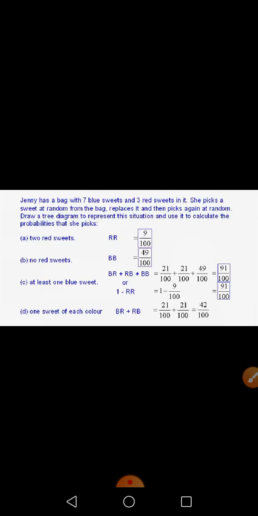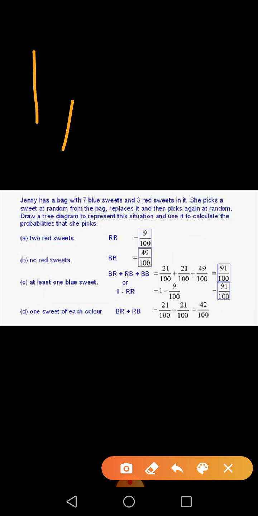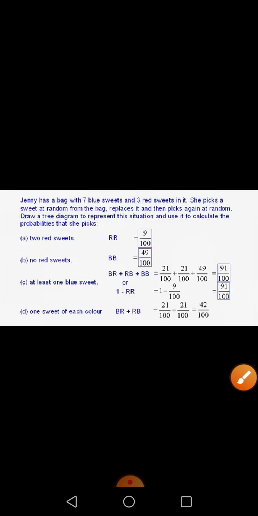So it will be on 1 or 2, right? At least, which means 1 or more than 1, or greater than 1. So it will be here 1 or 2. So I have here 1 blue, and here 1 blue, and here 2 blue. Can I take this? Of course not, because here no blue sweet.